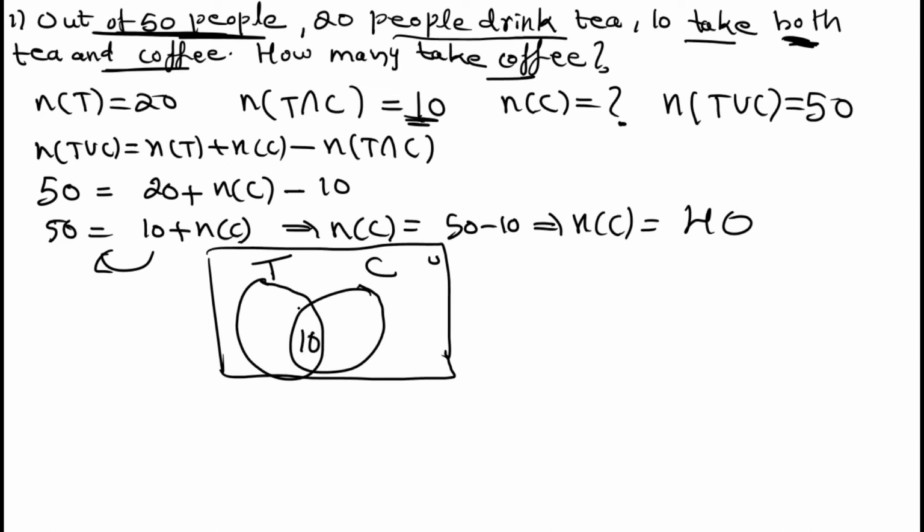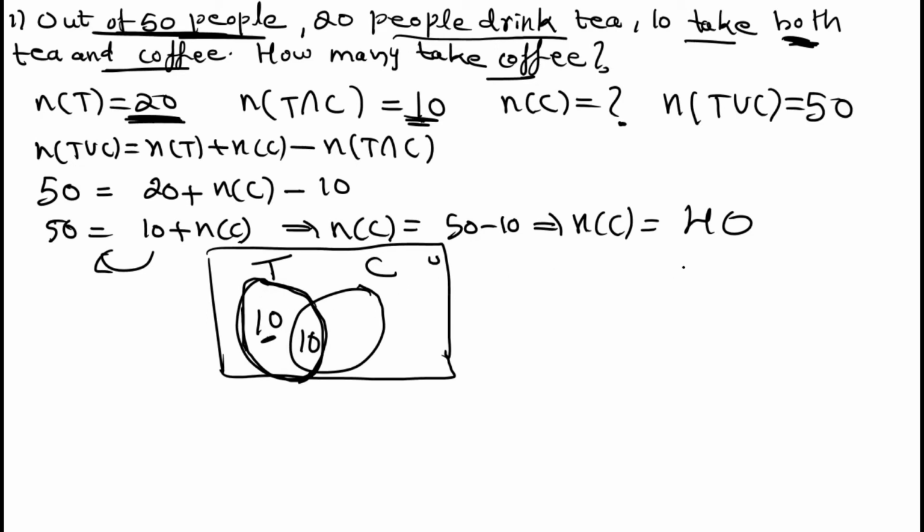T is equal to how much? Here 20 is given, but you already included 10 in the intersection part, right? All this part is included, so here you need to take 10. See, 10 plus 10, total T is equal to 20. T only is 10, but T and coffee both, 10, are also included. Total T is equal to 20.